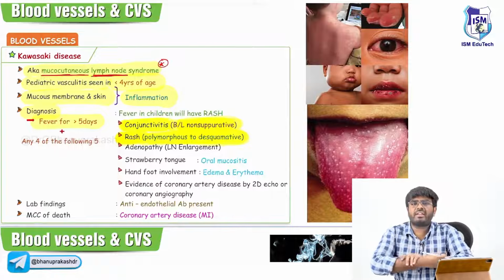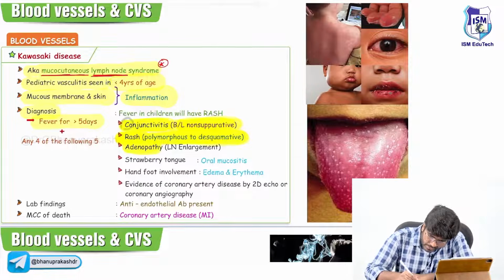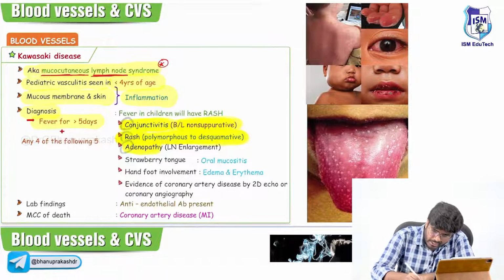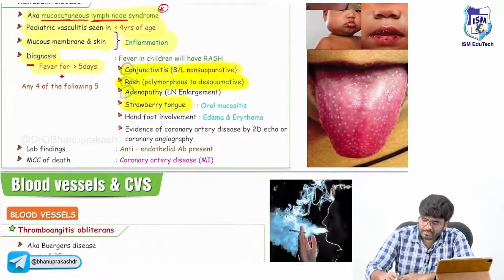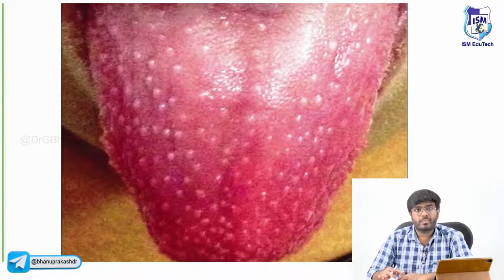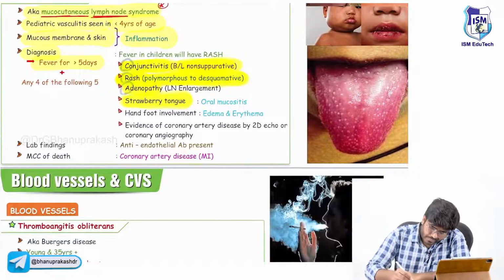The patient is going to have the rash on the skin. Next, adenopathy. C completed. R for rash, A for adenopathy, lymphadenopathy, lymph nodes are going to be enlarged. Next, S, strawberry tongue. If you look at the tongue, it is going to look like a strawberry, because of the mucosal involvement. Mucositis, inflammation of the mucosa, oral mucositis.